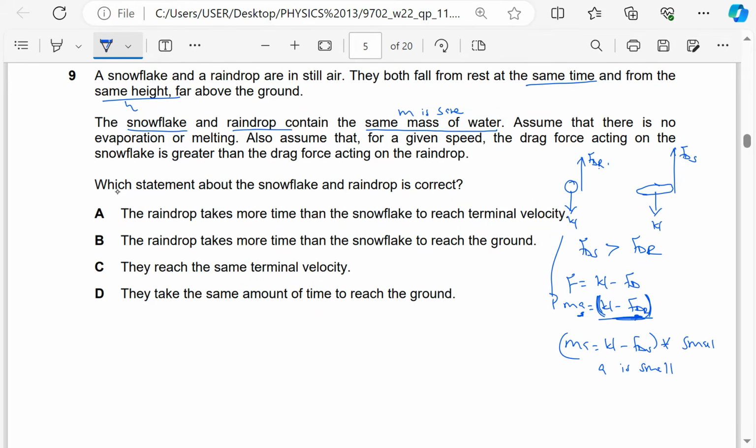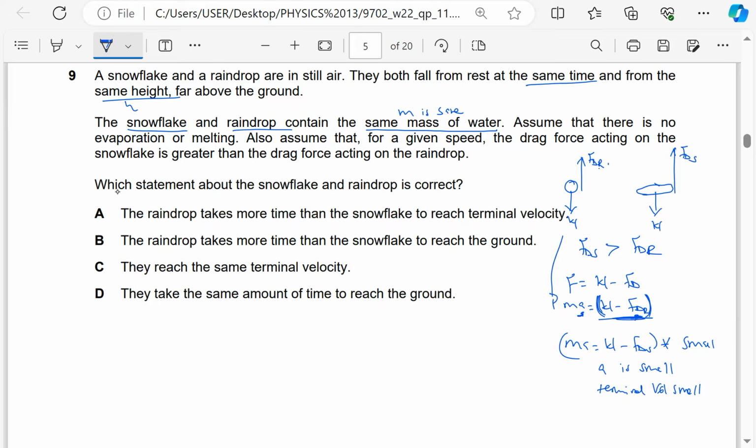Because the acceleration here is small, it means also that the terminal velocity is small. A small terminal velocity is going to be reached in a very short period of time. So it means the raindrop will travel a longer distance before reaching terminal velocity. Because the snowflake experiences more resistance, it will travel a short distance and reach terminal velocity very fast.